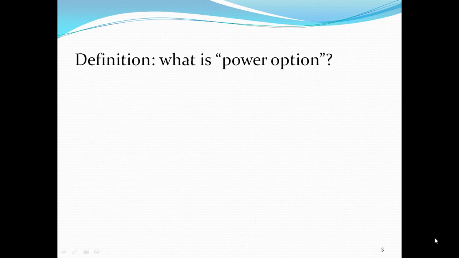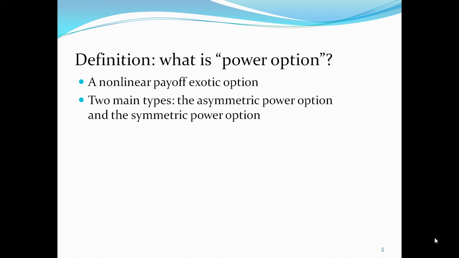Firstly, we may ask, what is a power option? A power option is one exotic option whose payoff depends on a power function of the underlying asset price at maturity. In the financial market, there are mainly two types of power option, the asymmetric one and the symmetric one.